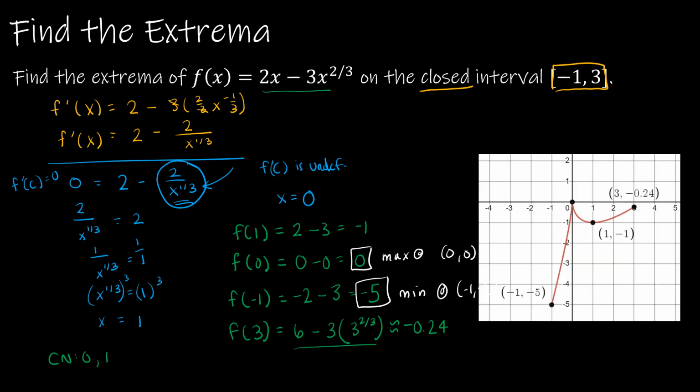And again, always helpful to have a picture. Let me get rid of my writing here. And we can see that at 0, 0, there is a sharp corner just as we expected, because that's where the derivative did not exist. So it's not differentiable at that point. And then of course at -5, that's our min. So that's our min and our max.